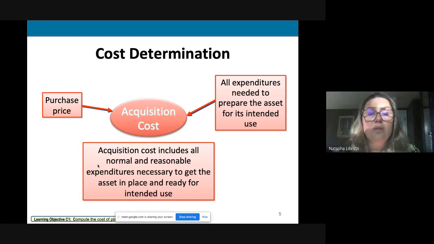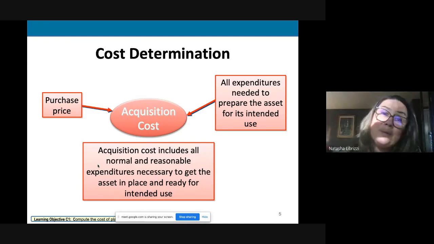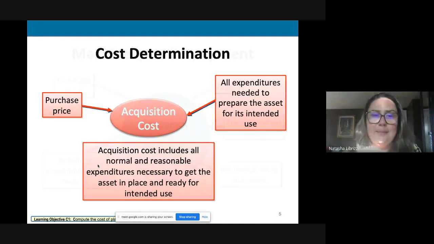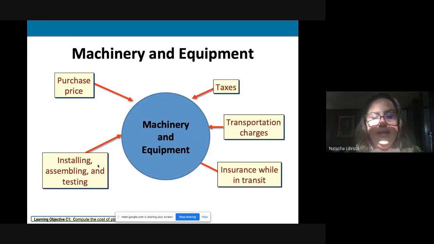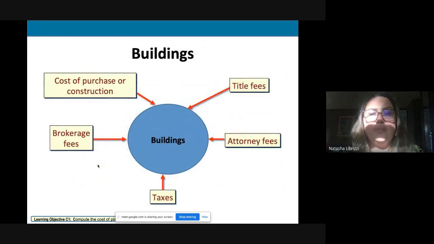So acquisition cost includes all normal and reasonable costs required to start using it. You wouldn't be able to use a machine if nobody could assemble it or train you how to use it. So taxes, transportation, insurance while it's in transit, testing it, and so on. Now, when we're dealing with a building, we have quite a few things, maybe more legal things involved. So any brokerage fee, cost of purchase or construction. We're going to have some examples and a homework.